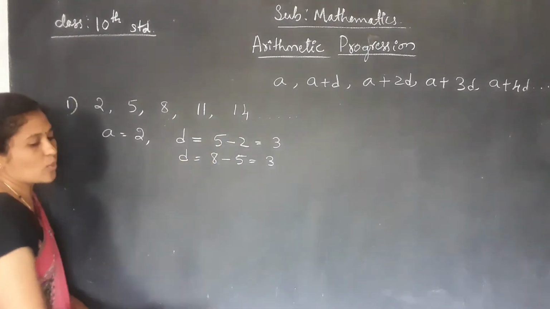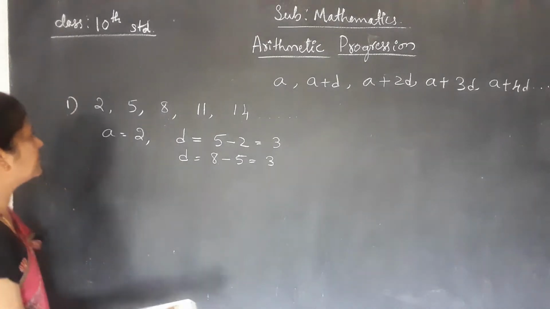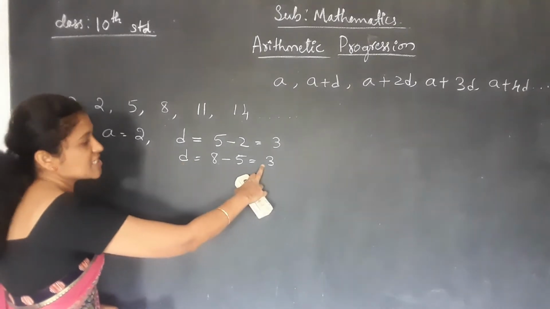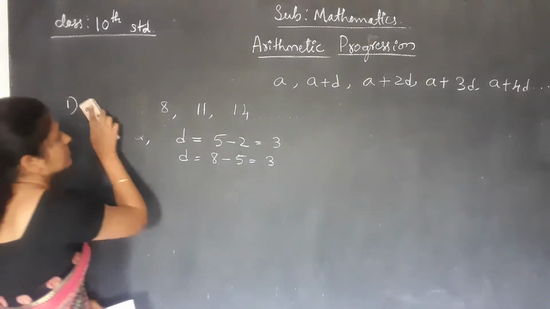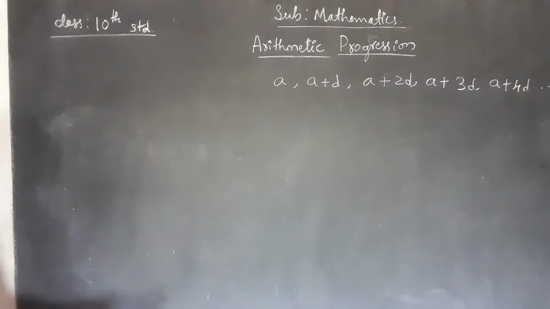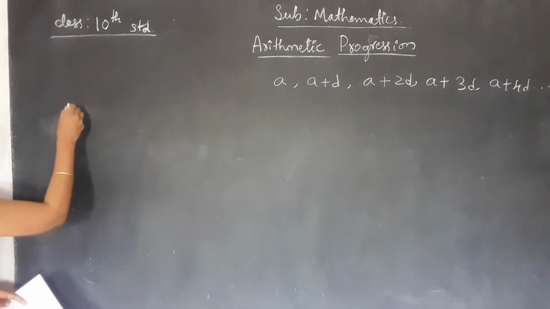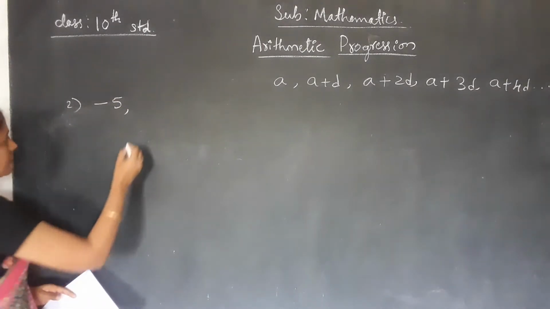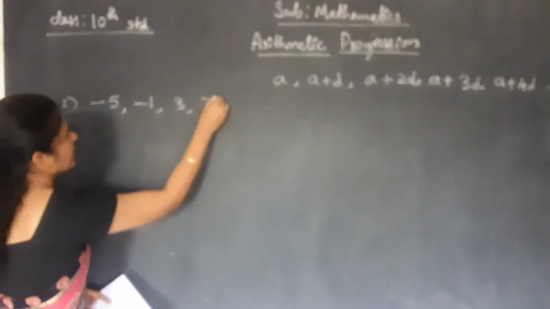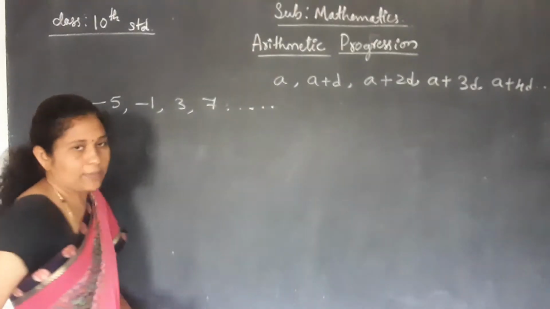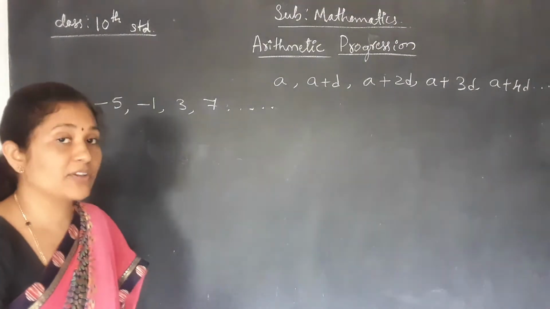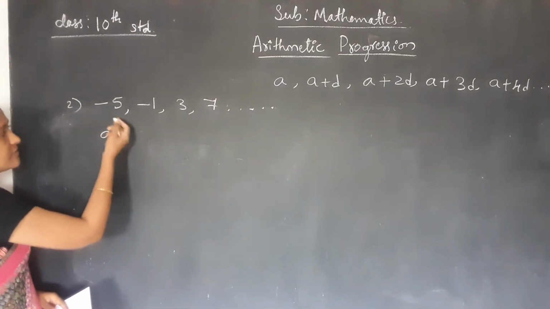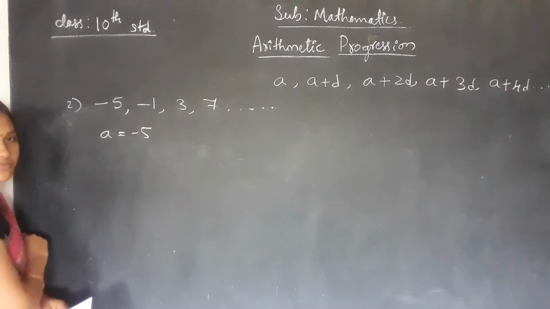This is a simple one. Here you got a common difference positive. Let me consider one with negative signs. One more series I will consider: minus 5, minus 3, minus 1, 3 and 7. Now this is a little bit complicated, you may feel. By observation, your first term is minus 5.